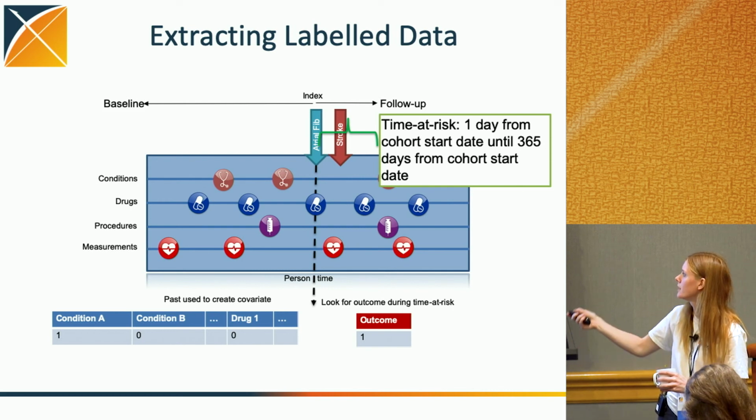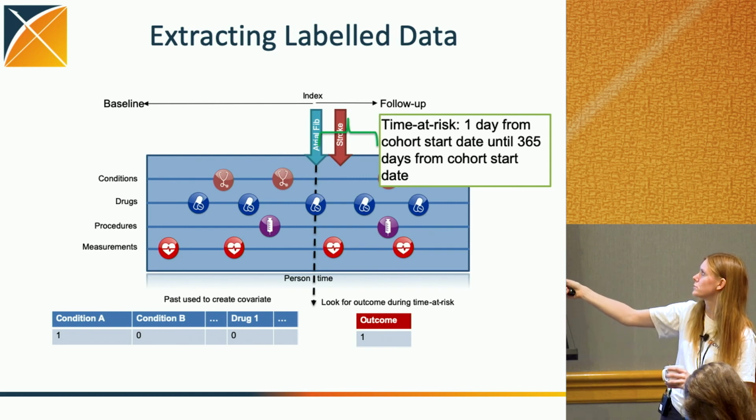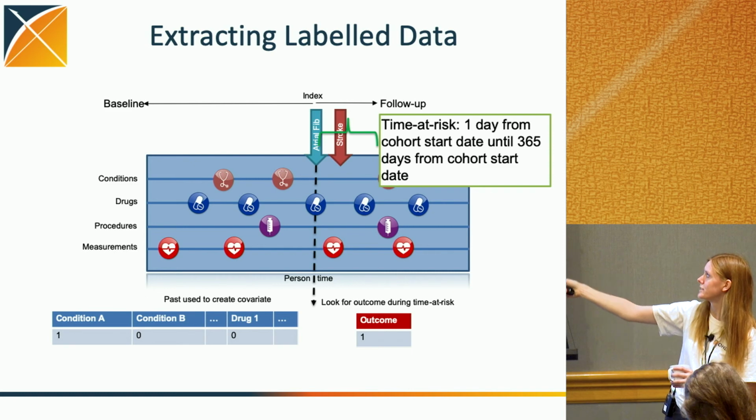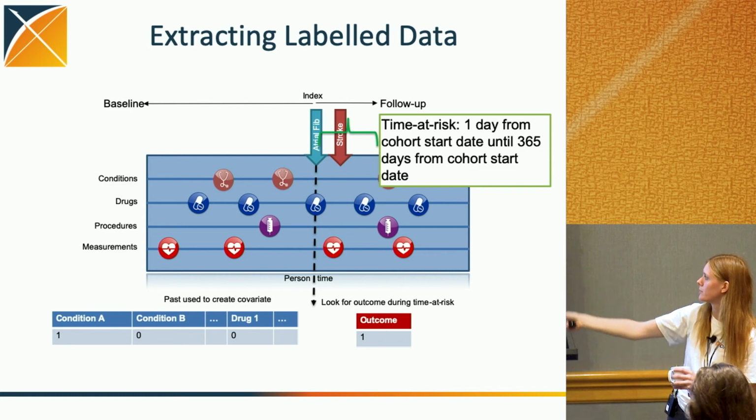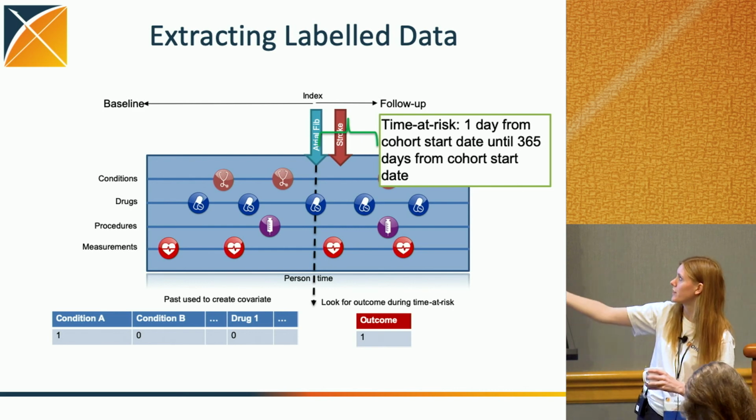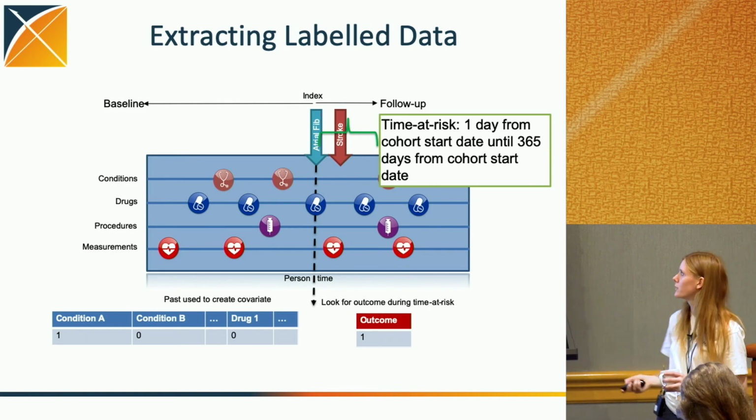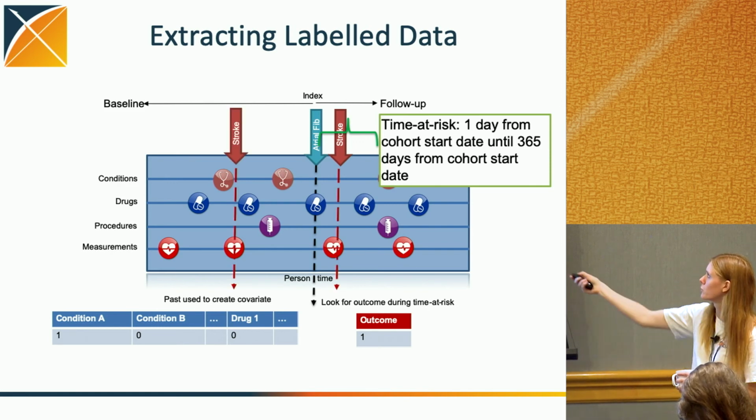Did you have it or not? And then we say, okay, did they have stroke during the time at risk, which is this window here represented by the green. And we see here that they did have stroke at this point in time, so their outcome is going to be 1. And so for a time at risk of 1 to 365 years, the outcome is 1. If we'd had a shorter time at risk, like 1 day to 2 days, their actual outcome would have been 0. So we have some flexibility in the label depending on what time at risk you have.